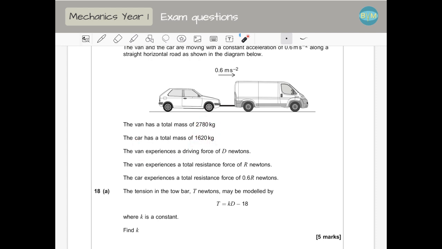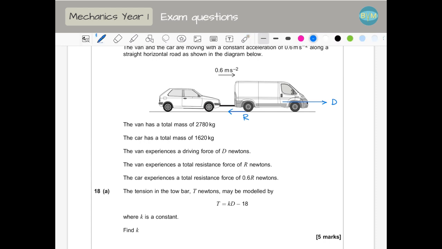The van experiences a driving force of D newtons and a resistance force of R, and the car a resistance force of 0.6 R. So I'm going to draw first all the forces acting so we don't forget anything. The van has a driving force that way of D newtons, and a resistance force. I'm going to draw it here. It doesn't matter if you draw them down or in the center. The important thing is the direction.